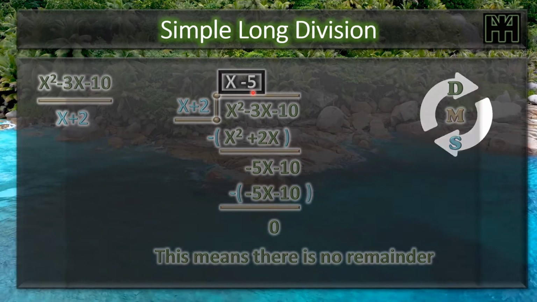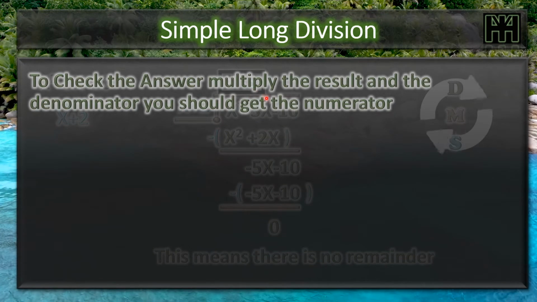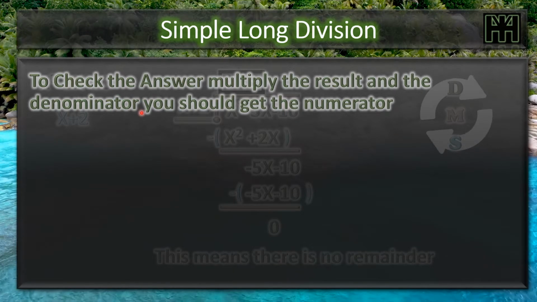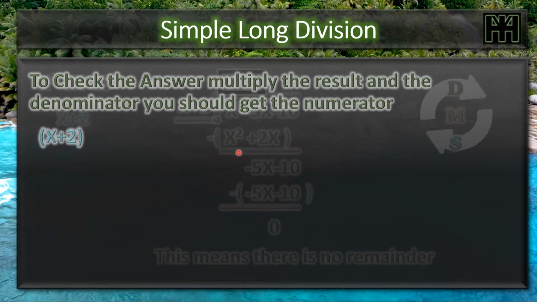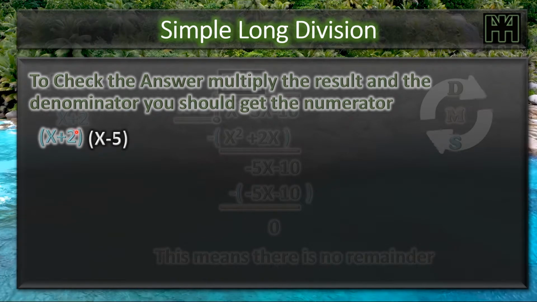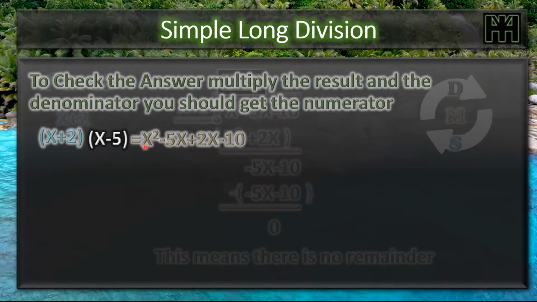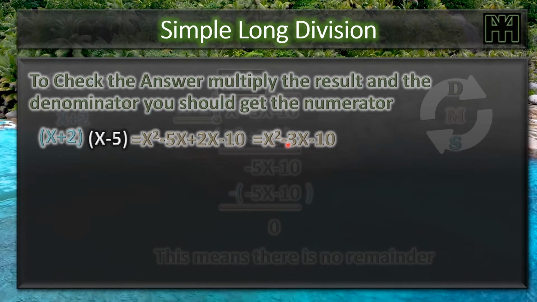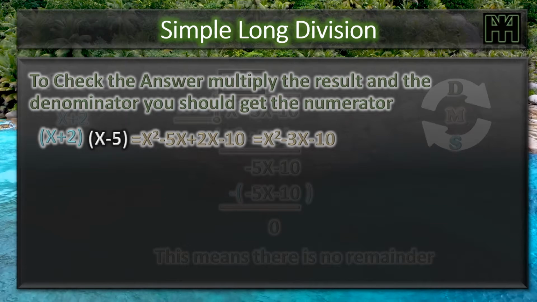Congratulations. Time for the next one. To check the answer, we can multiply the result and the denominator. You should get the numerator again. We have x plus 2, which was our denominator. We can multiply it by x minus 5 using FOIL: first, outer, inner, then last. We have x squared minus 5x plus 2x minus 10. It will be x squared minus 3x minus 10. Congratulations, you solved it correctly. Let's go to the next one.